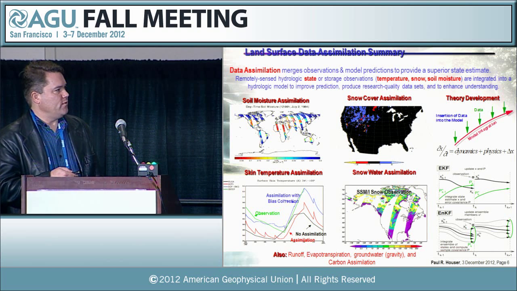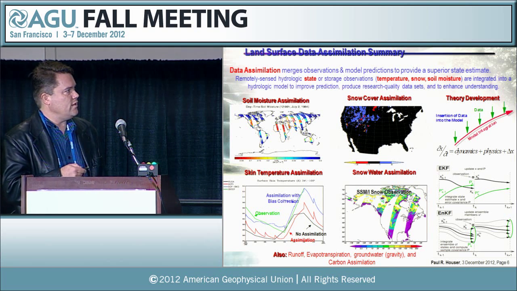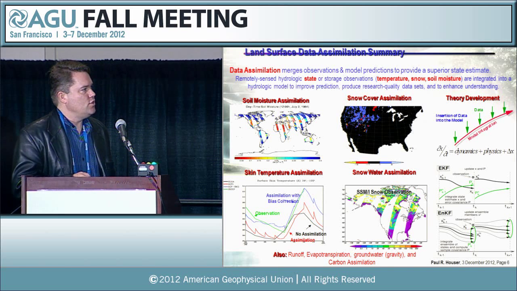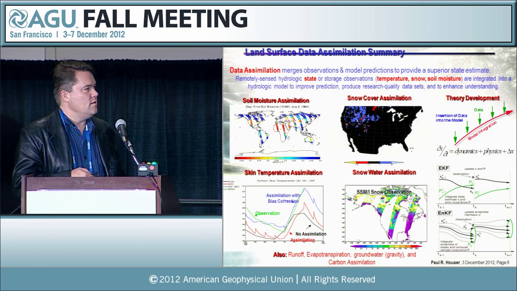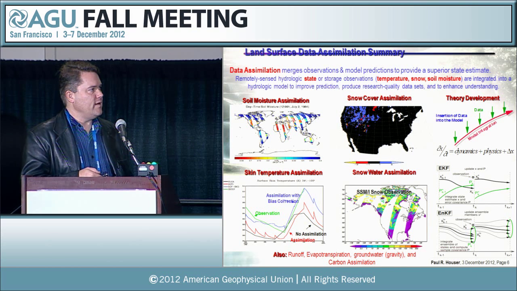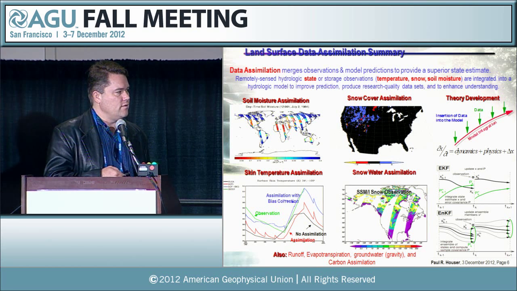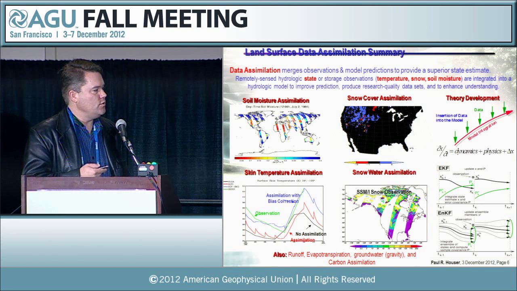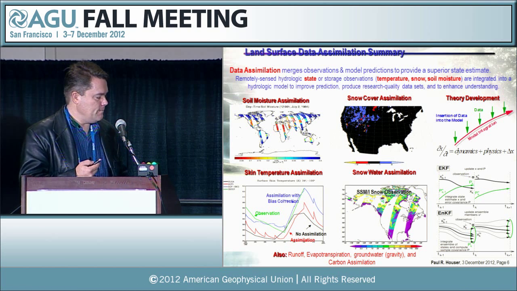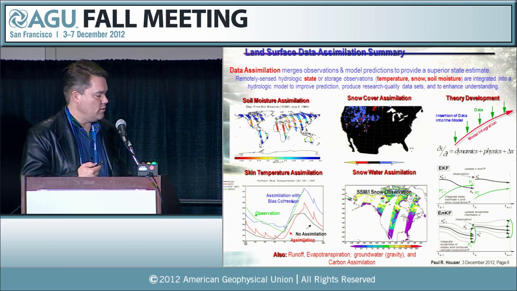We've done a lot of different kinds of data assimilation. A few are listed here: soil moisture assimilation, snow cover, skin temperature, snow water equivalent. There's also been work on theory development, on applying advanced data assimilation theory to the land problem. And there's been some additional work doing runoff assimilation, groundwater assimilation, things like that.